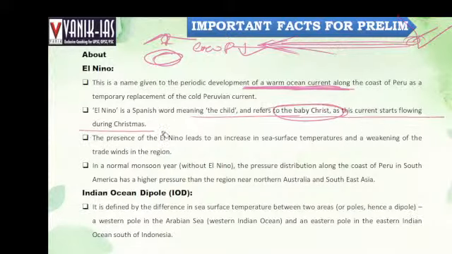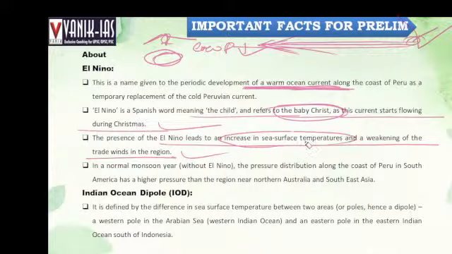The current starts flowing around Christmas. During Christmas, the presence of El Nino leads to an increase in sea surface temperature, weakening the trade winds in the region. Sea surface temperature increases, so pressure decreases. That's why air flows from the Indian subcontinent towards the El Nino region.